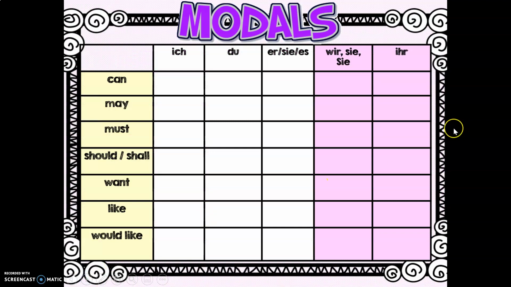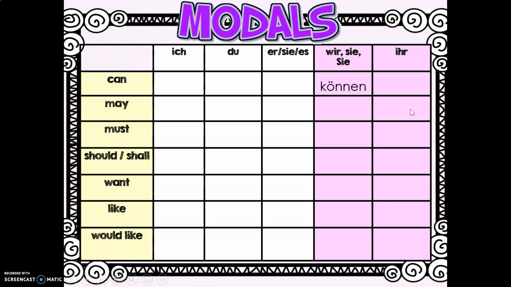So here is the modal chart. If you look at the three white columns, those are going to be based on the modal pair. We, they, you formal, and you guys, the purple columns, are going to be based on the infinitive. So let's take a look at how these are conjugated.